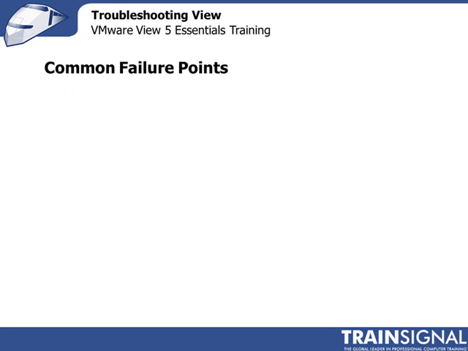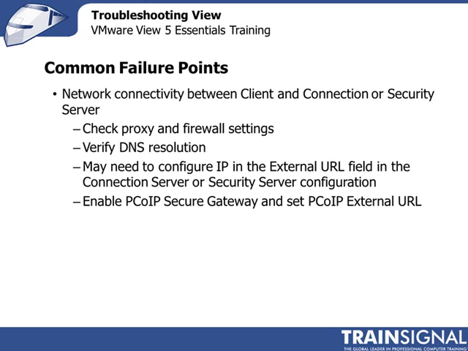So let's start with the common failure points. Network connectivity is probably the most common issue you'll run into, and most of your standard connectivity troubleshooting will apply here. Checking stuff like proxy and firewall settings, and checking to make sure DNS resolution works. This can be as simple as, from the client device, connecting to the View connection server website. The simple way to test this is to load up a browser on the client device, and try to connect to the security or connection server.